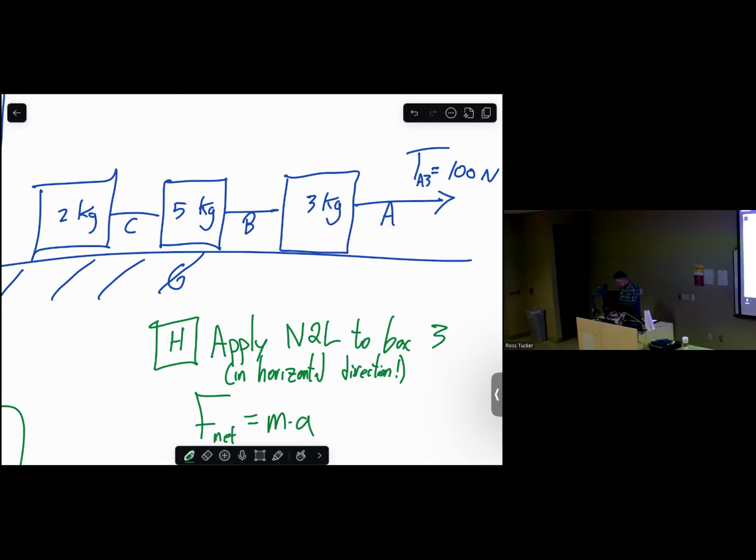Check yourself term by term, please. What is F net? Ask your classmate. Which box are we asking for? What is the mass of the box? And finally, how do you name a force?